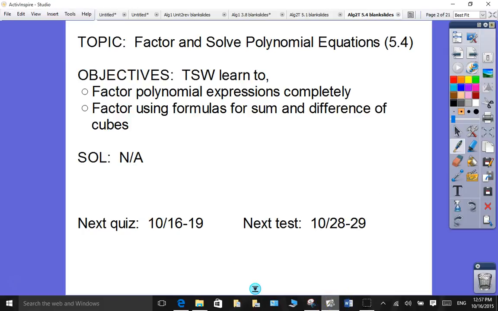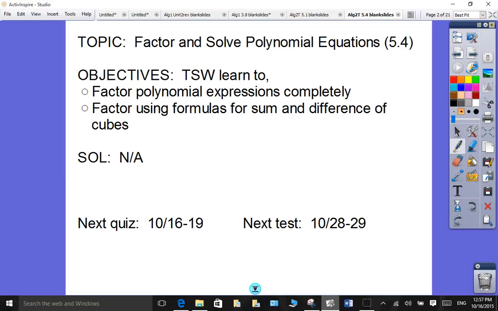Right, so factoring, solving polynomial equations. The factor and solve part of it is the same as with quadratics. Why do we factor? So that we can have a factored form equal to 0, and then we can use the zero product property to actually solve the equation. We set each factor equal to 0. So that's all we're doing now.